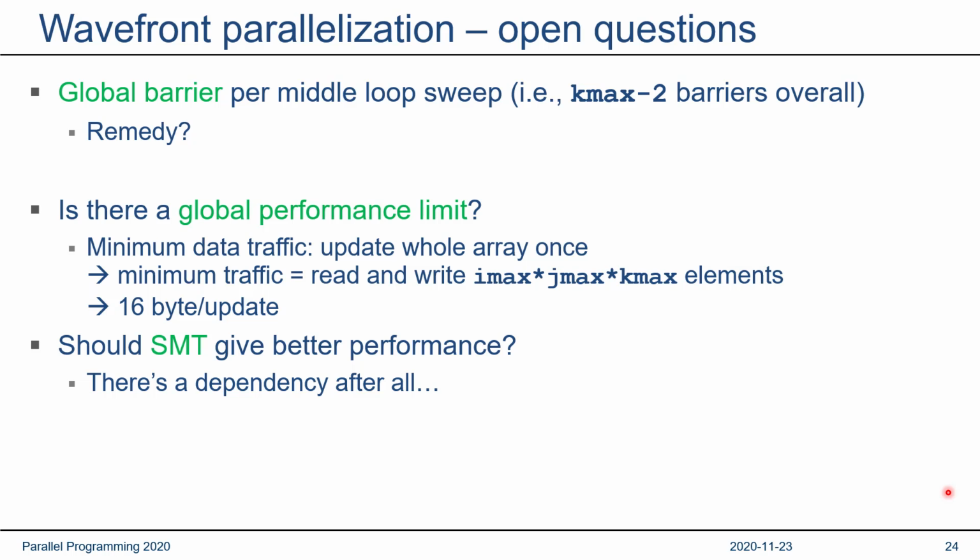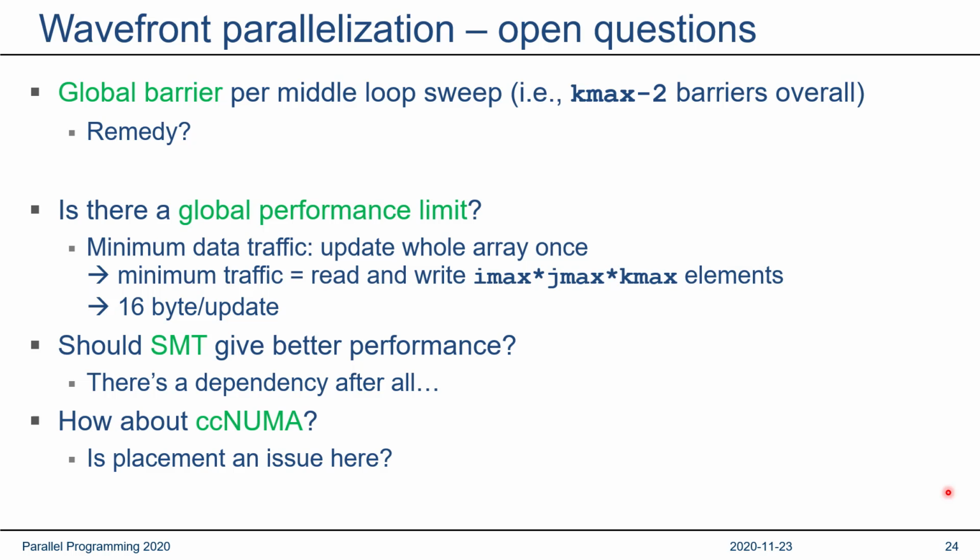Should simultaneous multithreading give better performance? Of course, there's a dependency. So the iteration i of the inner loop depends on a result that has been computed in iteration i minus 1. So there is a dependency between successive loop iterations. And this means we have pipeline bubbles. Pipeline bubbles means simultaneous multithreading, where multiple threads run on the same physical core, could have some benefit. There is a dependency after all, so we should give it a try.